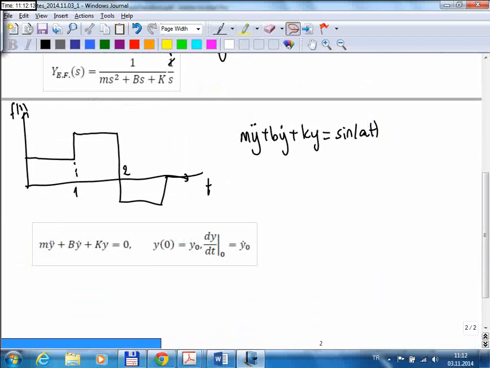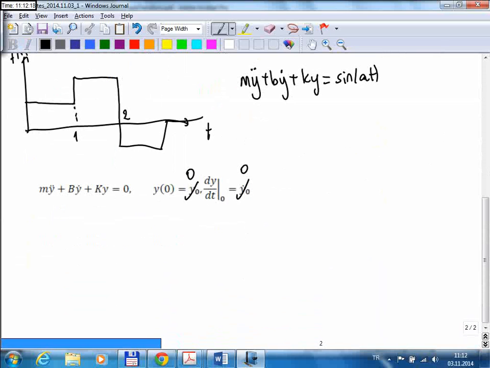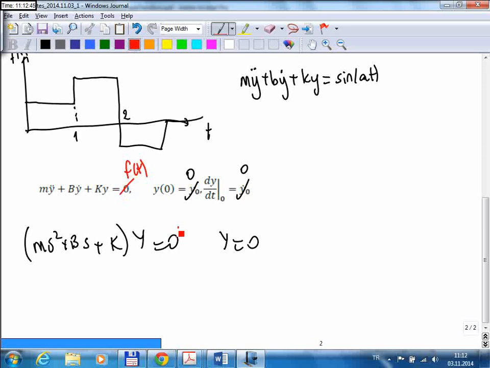So let's assume that the initial conditions were 0. Okay, so this is equal to 0 and this is equal to 0. Then taking the Laplace transformation of that equation would just give you ms squared plus ds plus k times y is equal to 0, and that just gives you y is equal to 0. But if on the right hand side you have an input function, if you have f of t here, then for that case, instead of 0, you have the Laplace transform of that signal.